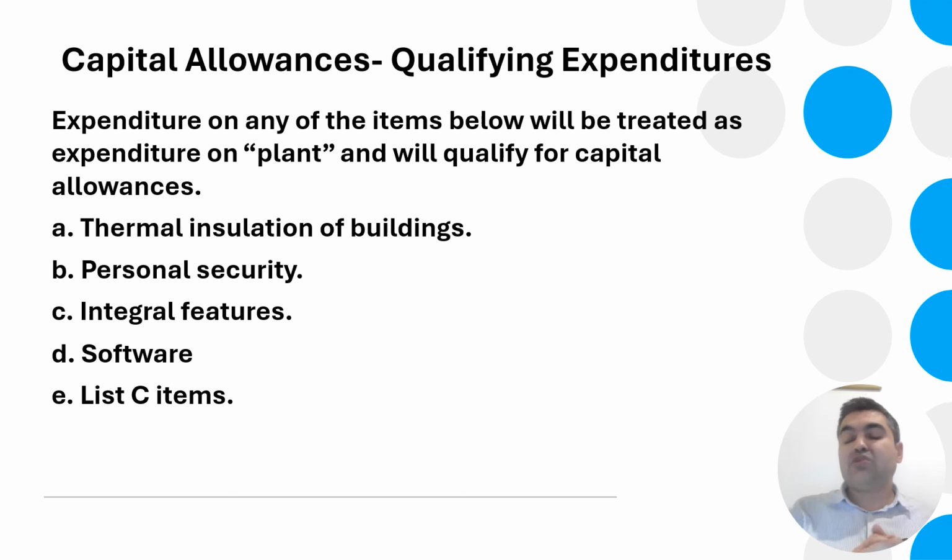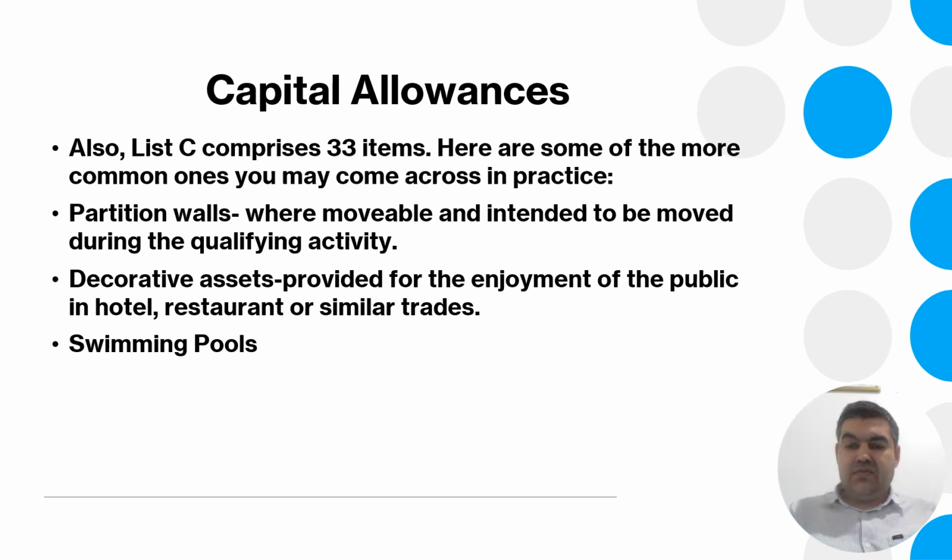In exam, if you get this information, make sure you include them in the relevant pools and start to claim capital allowances. Now, list C comprises 33 items. Here are some of the more common ones you may come across in practice. For example, partition walls that are movable and intended to be moved during the qualifying activity. If they are fixed walls like other walls, you cannot claim capital allowances. However, partition walls that are movable and intended to be moved during the qualifying activity qualify.